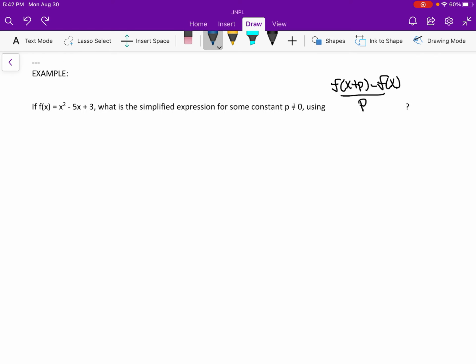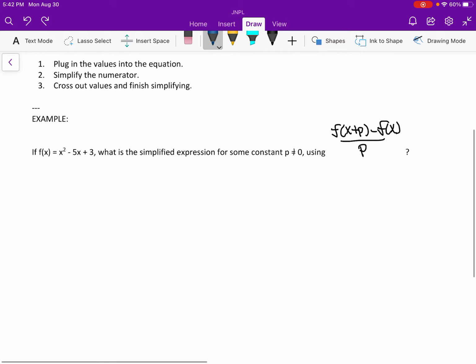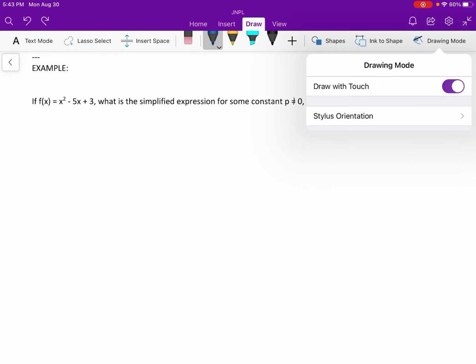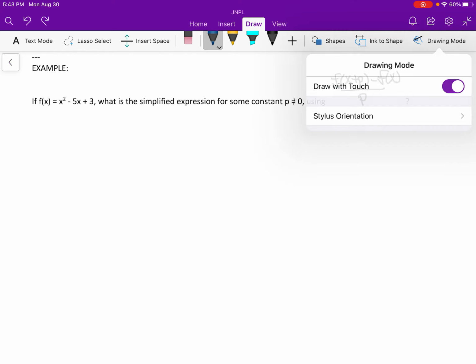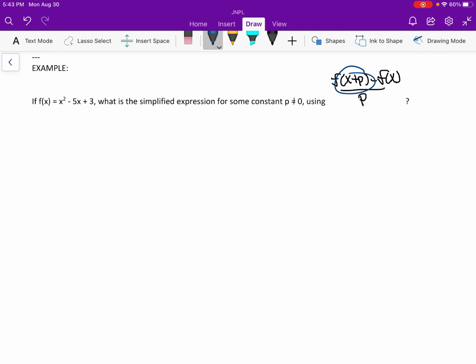But basically what you're doing is what I said above. You just plug in f of x into this equation, and then you just simplify. That's all you're doing. But it just kind of takes a long time. Now, something to take note of, if you see right here, f of x plus p, what that means is anytime you see x in the f of x for that part, you need to replace x with x plus p.